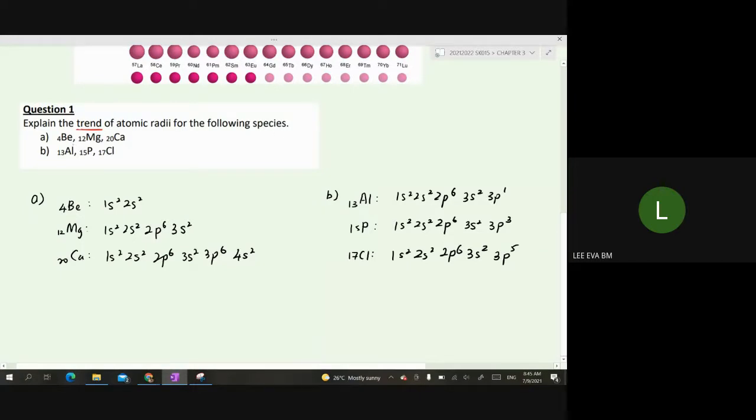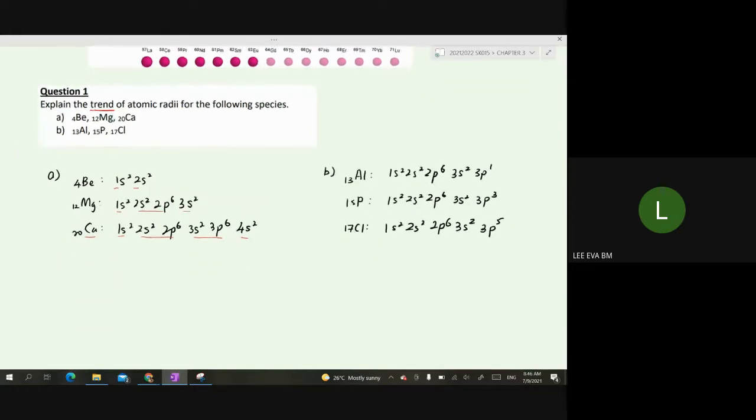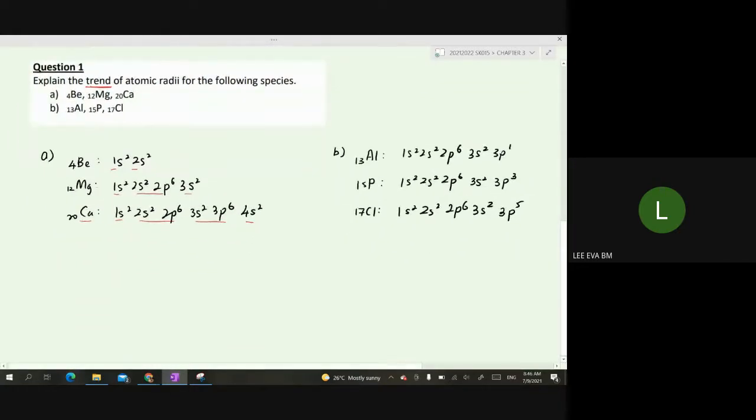For A, you have beryllium, magnesium, calcium. So over here, giving you the proton number, you can list out the electronic configuration. Beryllium, you have only 2 energy levels. For magnesium, you have 3 energy levels. For calcium, you have 4 energy levels. So we can see what is the main factor affecting the size. What is the main factor that is affecting your atomic radii for beryllium, magnesium, and calcium?